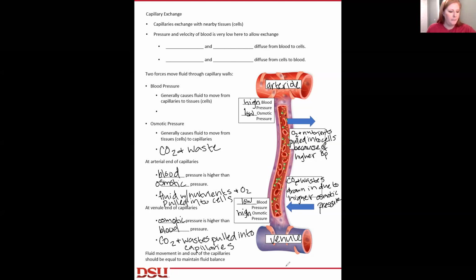That was fun. Okay. Fluid movement in and out of the capillary should be equal to maintain fluid balance. So this is like a dynamic equilibrium we've talked about with tonicity, and that water follows the solute. So we want to have an equal exchange of fluids. So there's as much water flowing into the capillaries as there is flowing out to keep everything nice and balanced.